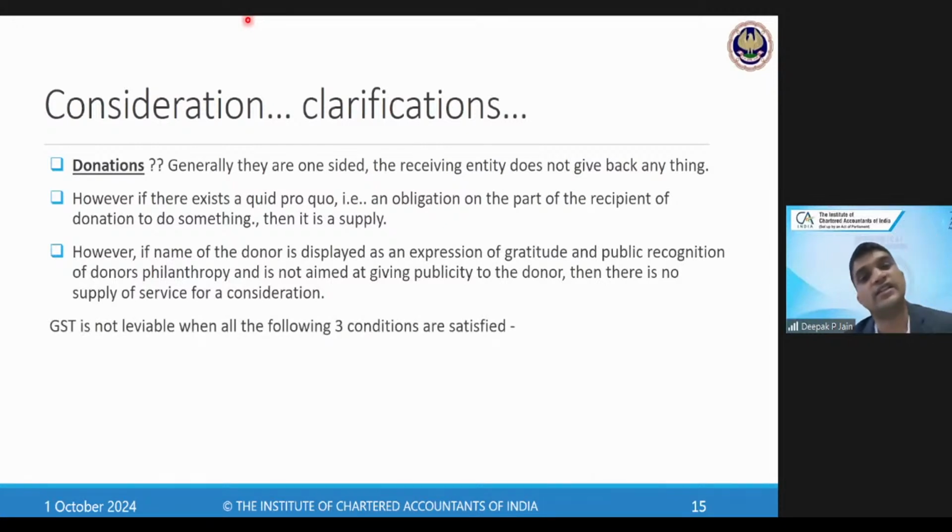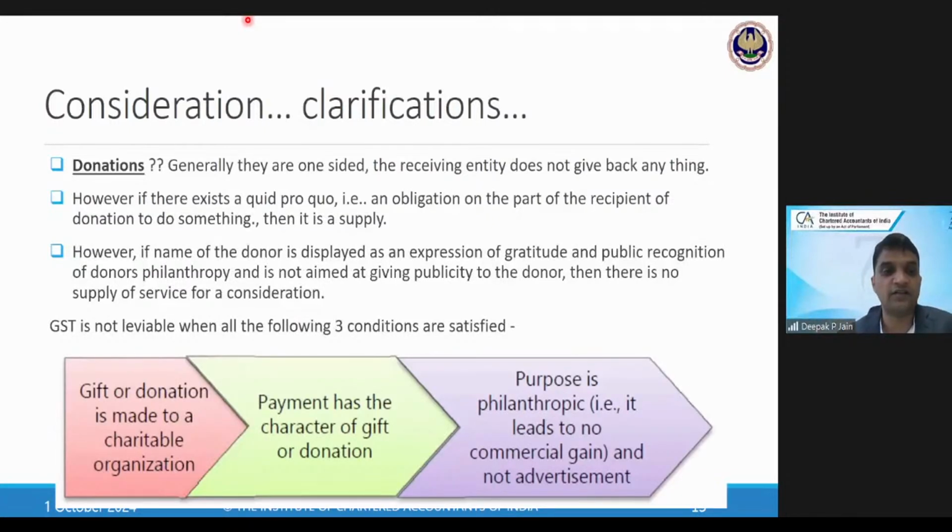So GST is not levied when all the following three conditions are satisfied. First, the gift is made to a charitable organization. Then the payment has the character of a gift or donation, and the purpose is philanthropic, that is, it leads to no commercial gain. There is no commercial gain which the donor gets, and no advertisement which the donor gets. Then it will be out of GST. समझ गए?